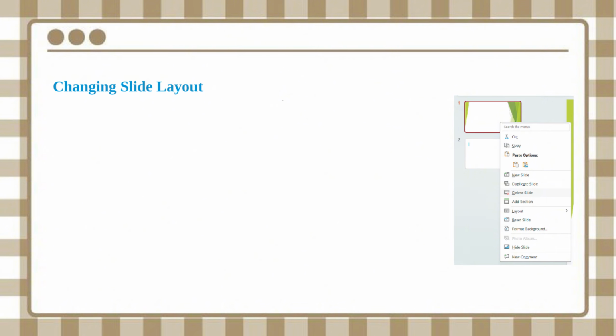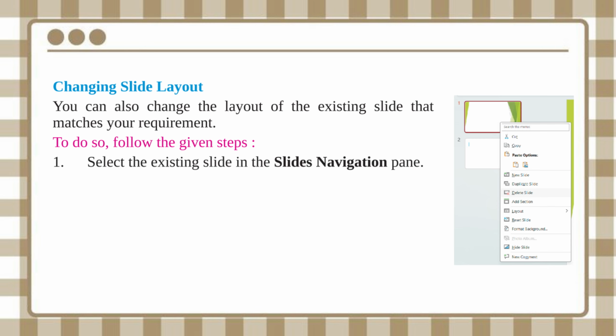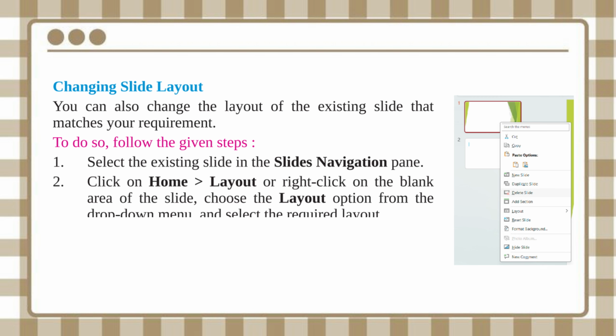Changing slide layout. You can also change the layout of the existing slide that matches your requirement. To do so, follow the given steps. 1. Select the existing slide in the Slides navigation pane. 2. Click on Home, then Layout, or right-click on the blank area of the slide, choose the layout option from the drop-down menu, and select the required layout.